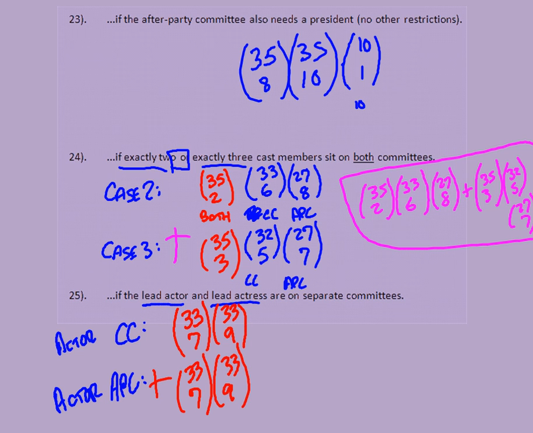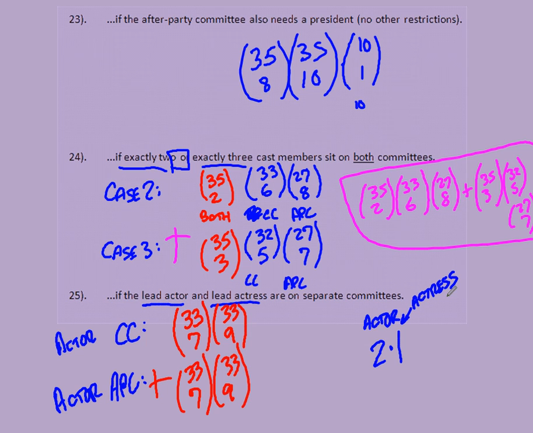First thing you can look at is, how many choices do we have for the actor? Well, he has 2 choices between the costume or the after party. So he has 2 choices, or 2 choose 1 if you prefer. Then, how about the actress? When I say and, I'm multiplying. The actress only has 1 choice. She has to be on the other committee. So there's only 1 choice for the actress.